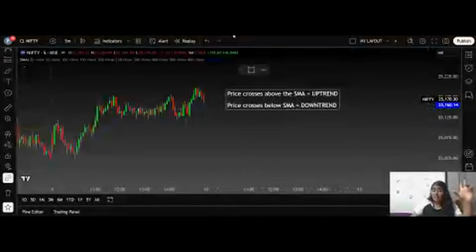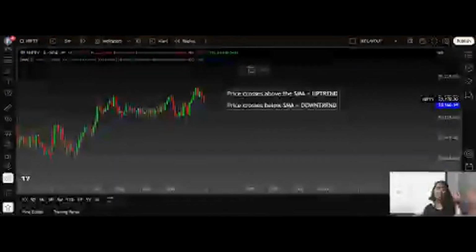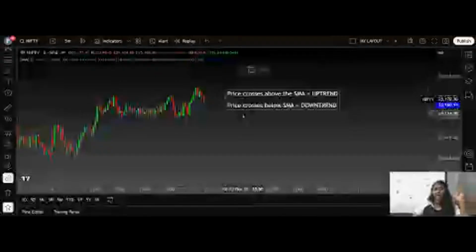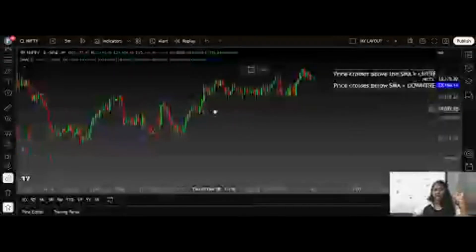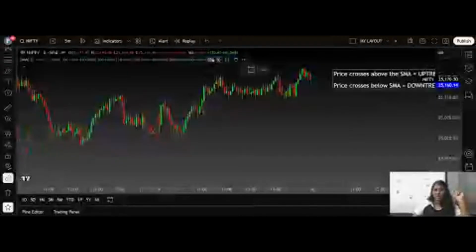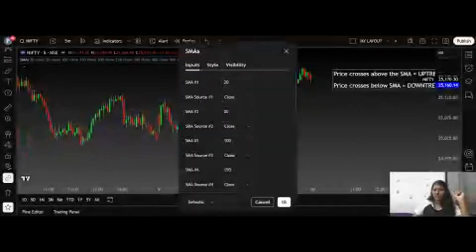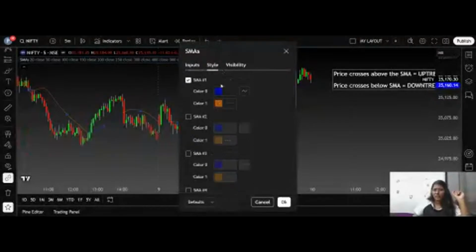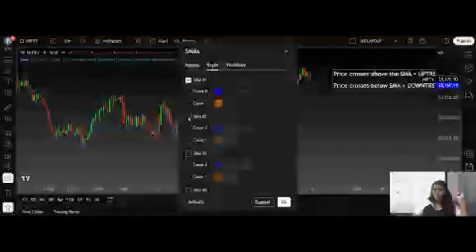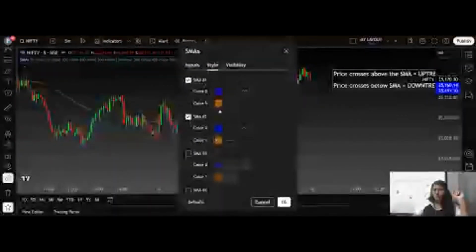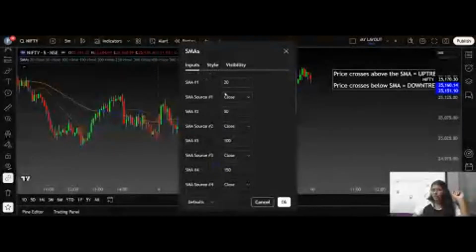Now this is about a single SMA line. Now we are going to see what will happen if there are two SMAs. Here is one SMA of 20 on the close price. Now I'm going to take another SMA. So now there are two SMAs, both on the close price.